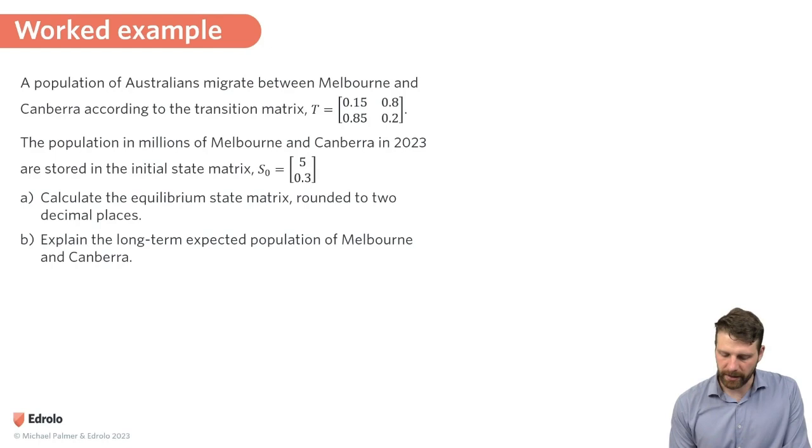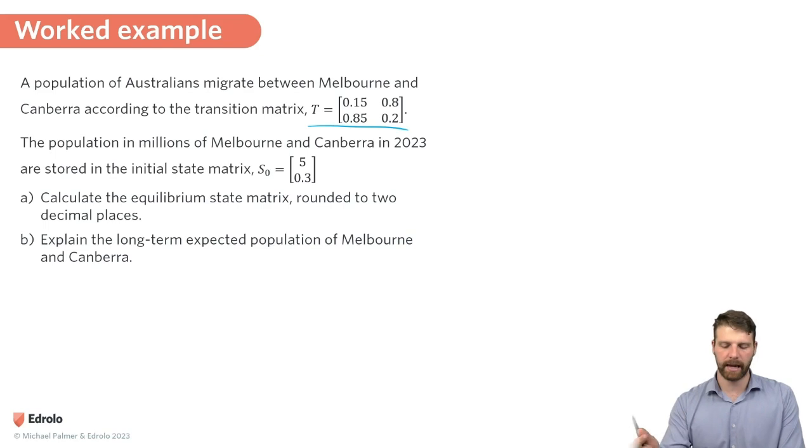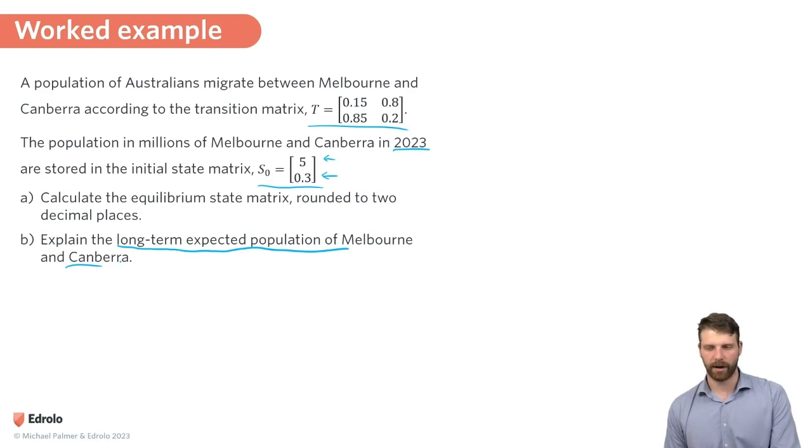It says a population of Australians migrate between Melbourne and Canberra according to the transition matrix T is equal to 0.15, 0.8, 0.85, 0.2. So we've got a new transition here from Melbourne to Canberra, so we've got a different transition matrix. The population in millions of Melbourne and Canberra in 2023 are stored in the initial state matrix S0. So we've got 5 million in Melbourne and 0.3 million in Canberra. Calculate the equilibrium state matrix rounded to 2 decimal places, and part B is explain the long-term expected population of Melbourne and Canberra.